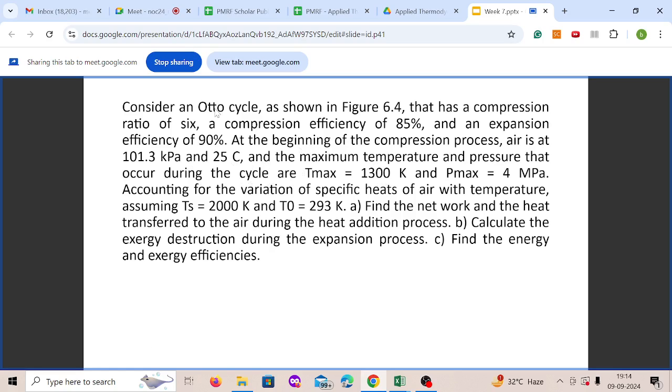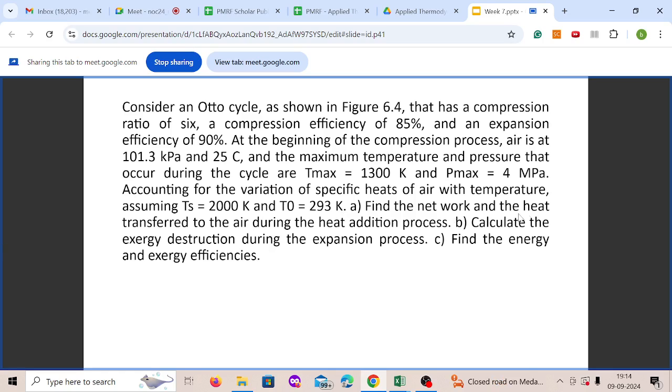So we have an Otto cycle, and the compression and expansion efficiencies are given, and at the start the pressure and temperature are also given. They also give the maximum temperature and the pressure. So, accounting for variation of specific heat of air with temperature, assuming the source temperature is 2000 Kelvin and T0 as 293 Kelvin.